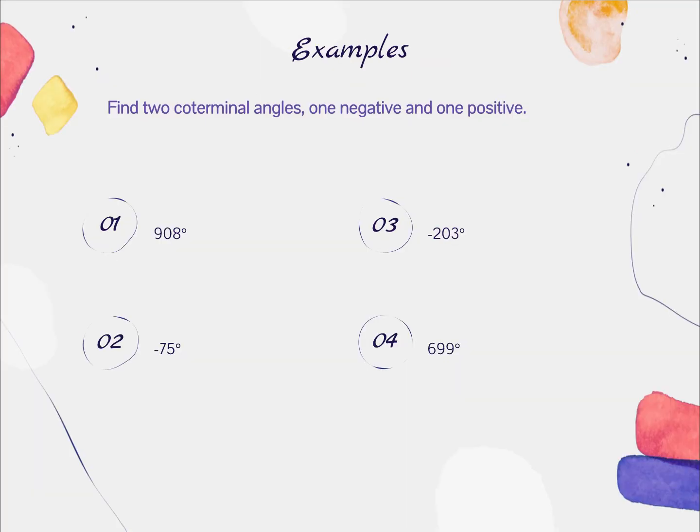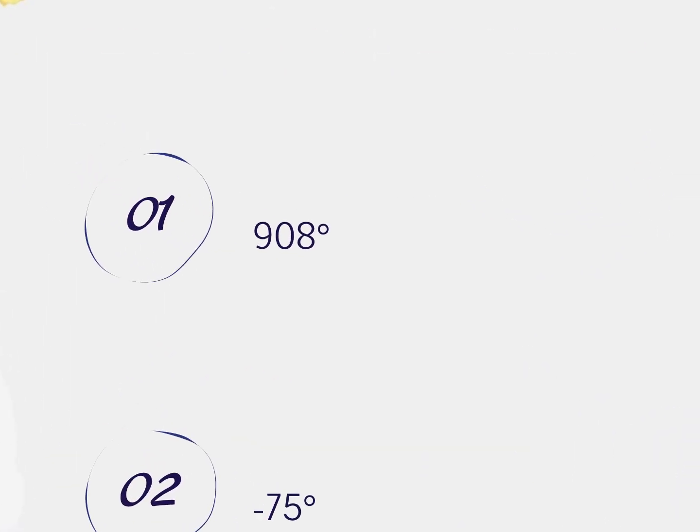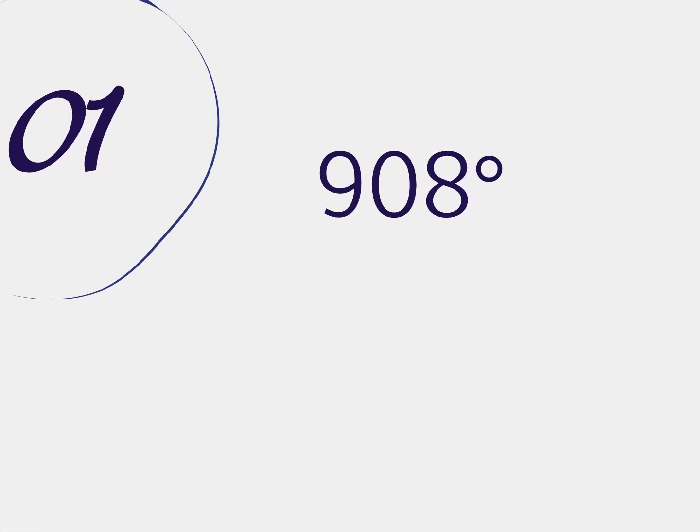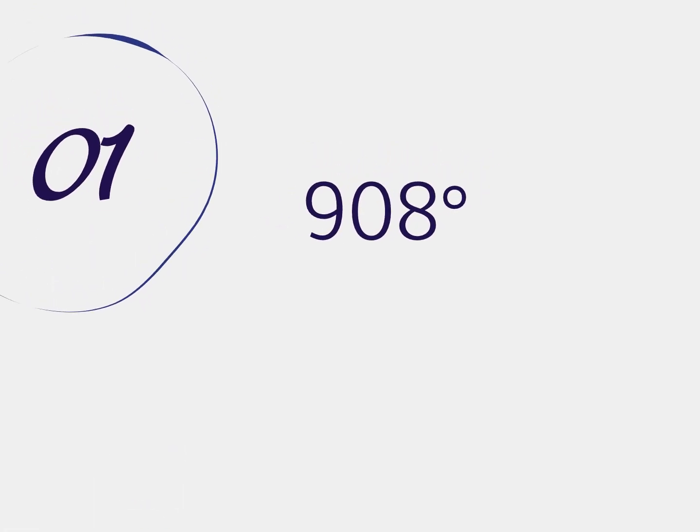So let's do a couple. This is as easy as it appears, guys. I have 908. I want to find one positive and one negative. Is there only one correct answer? No, there could be a million different answers. You always start with the angle first.